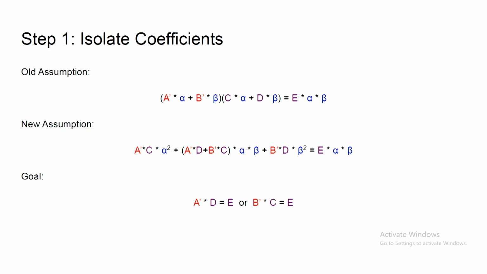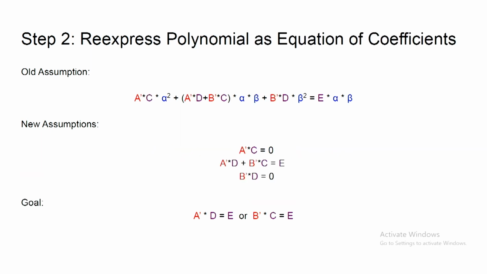The first thing we do is to isolate coefficients by running the distributive law. Hopefully you can inspect these two equations and see that all that's been done here is to apply the distributive law. The next thing we do is to observe that two multivariable polynomials are equal if and only if each of their coefficients are equal. This is the extensionality principle, as it's called, for polynomials. So on the left-hand side, we have A prime times D plus B prime times C as the coefficient of alpha beta. And on the right-hand side, we have E, and so that's what we get for our equation.